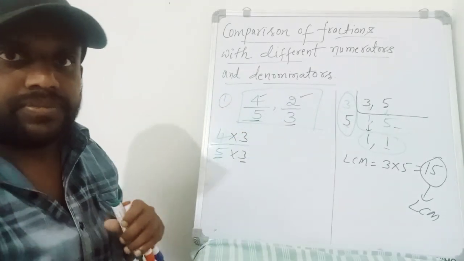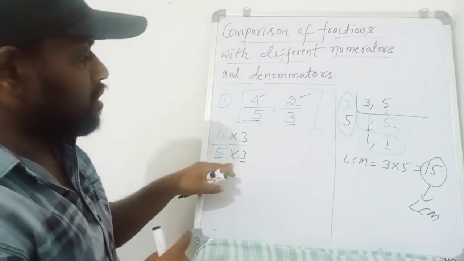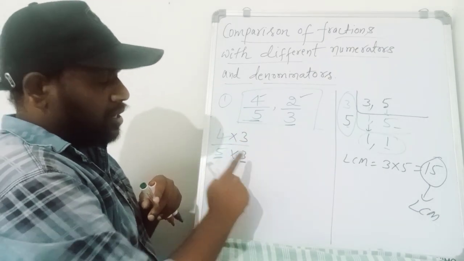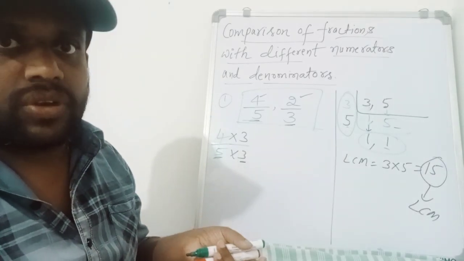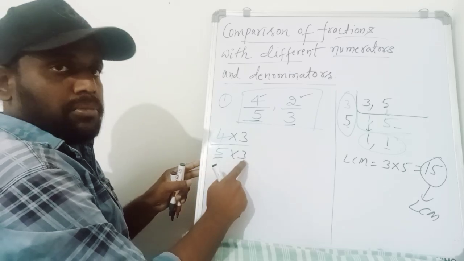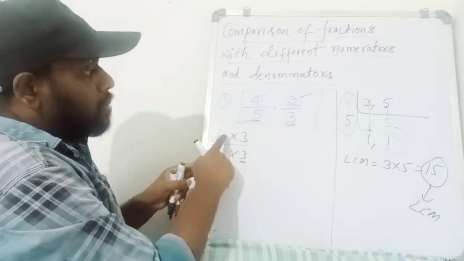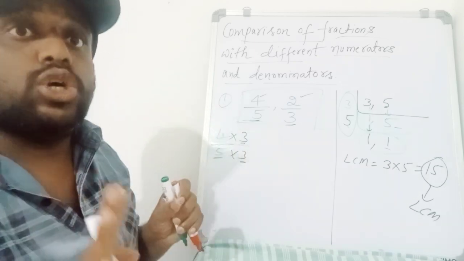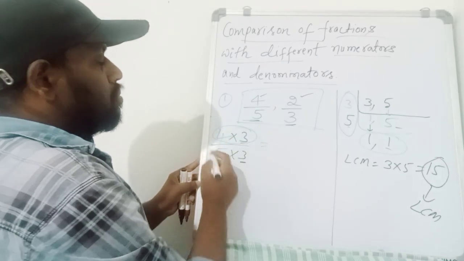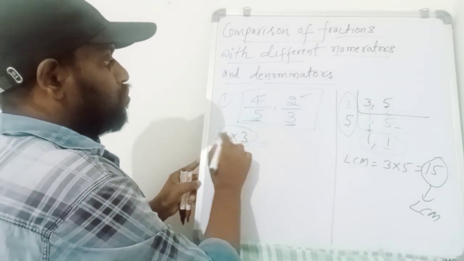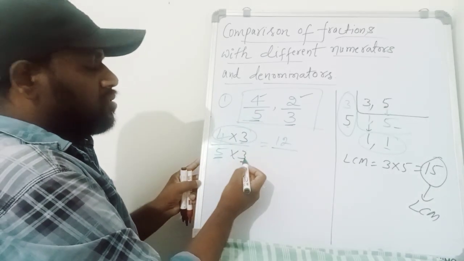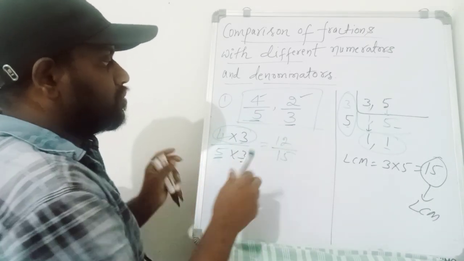So into 3. Why? Because if you don't multiply this numerator by 3 when you multiply this denominator by 3, the fraction value changes. This is the rule you have to follow. Whenever you multiply the denominator by any number, the numerator should also be multiplied by the same number. That is the rule you have to remember. Now just simplify: 4 into 3, 4 3s are 12, 5 into 3, 5 3s are 15.